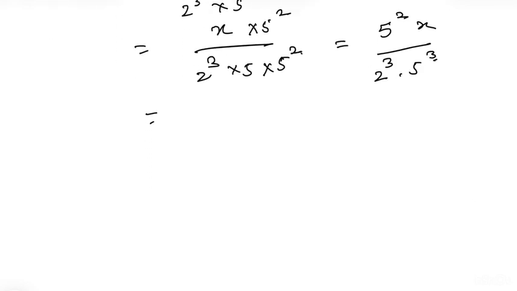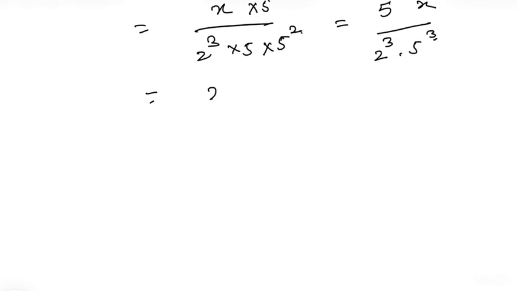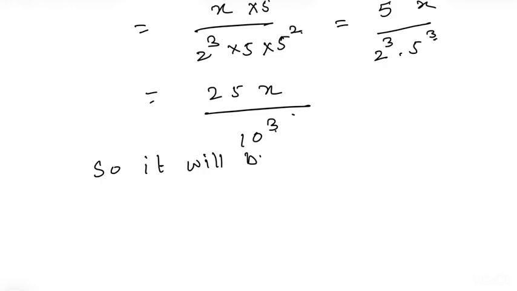This is 5 raised to power 2 x upon 2 raised to power 3 into 5 raised to power 3. This is 25x, x could be any number, upon 10 raised to power 3. So it will be terminating.